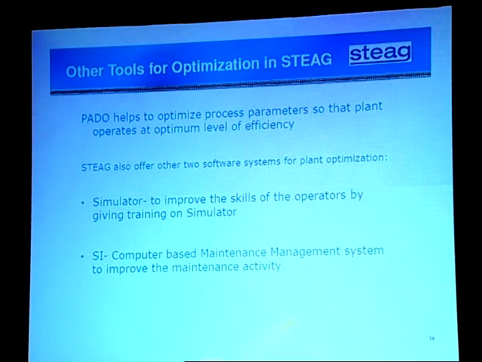So we have focused on the Pardo so far, but as STEAG we are also providing other systems. Pardo is basically optimizing the processes, so we have other software systems for plant optimization. For example, we provide operator training simulators to improve the skills of the operator by giving training on the simulators. Also, we can develop a simulator for the customer for a particular power plant, and we can do different simulation studies using our simulator toolkit. And also, we have a computer-based maintenance management system, which is quite widely used here. We have implemented it at our power plant at Jharsuguda, and our maintenance group is getting a lot of benefit out of this.